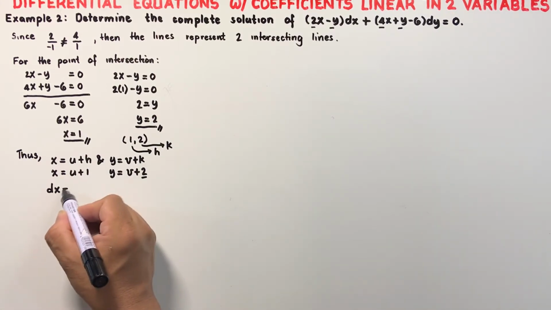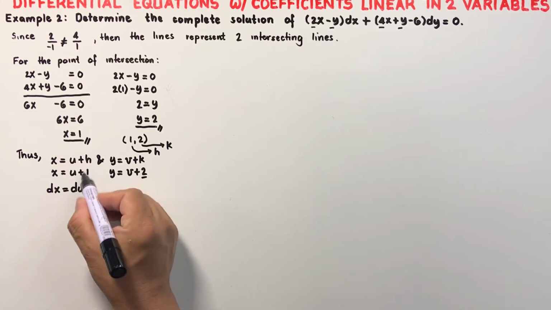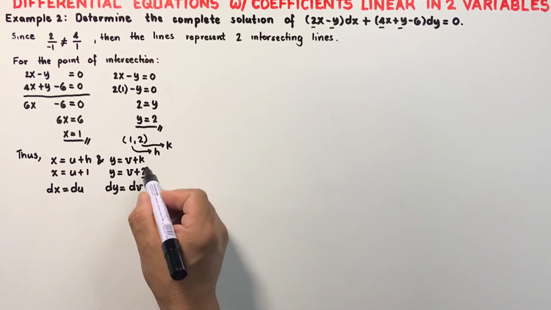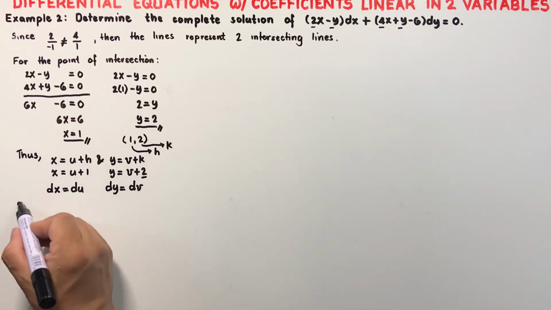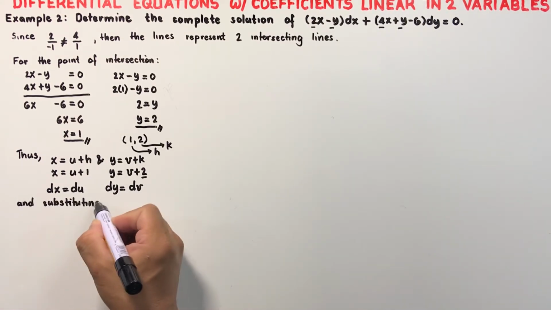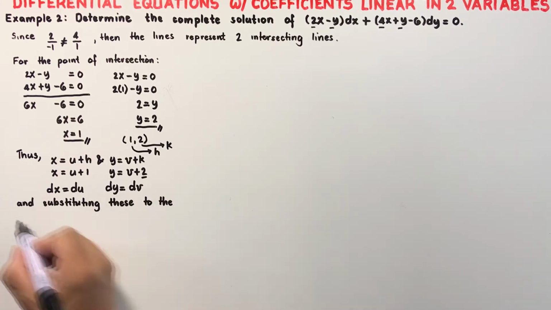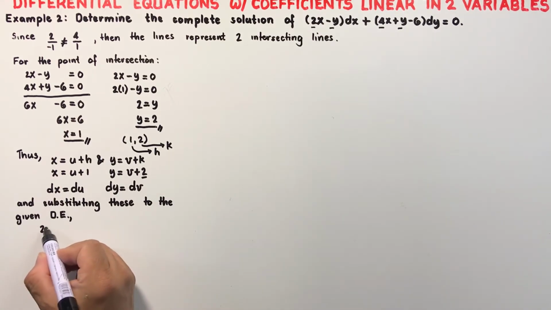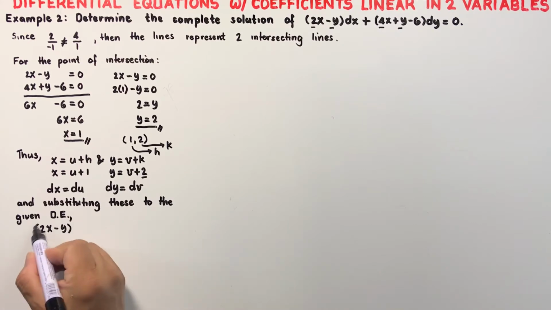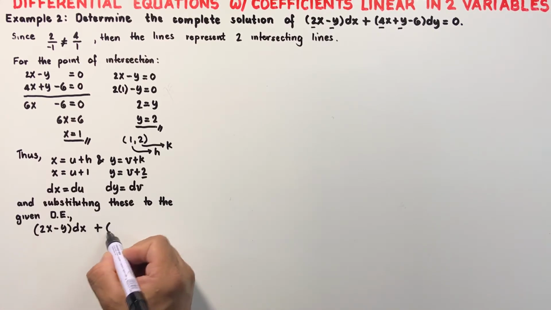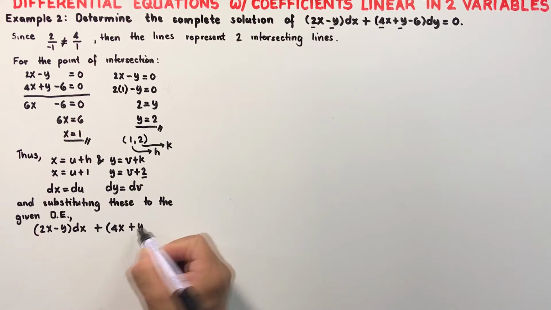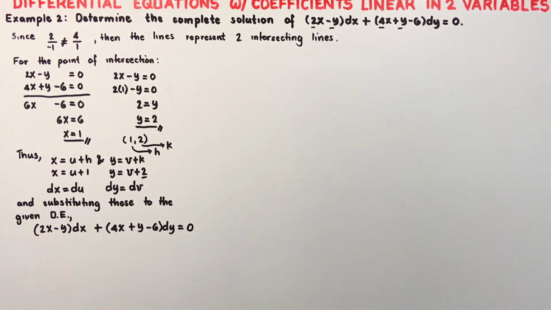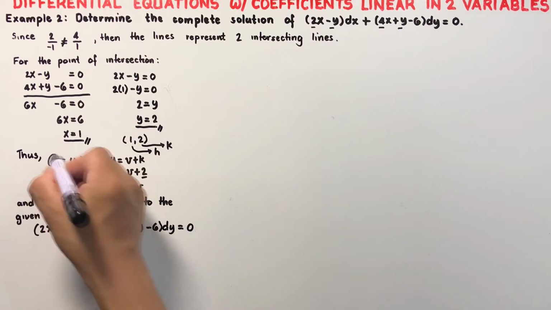So dx is equal to du, because the derivative of 1 is 0. And also the differential of y is dv here, because the derivative of 2 is 0. And substituting this to the given differential equation, we have our original differential equation, which is (2x minus y) dx plus the quantity (4x plus y minus 6) dy, which is equal to 0. We need to substitute our x's and y's by this one here.